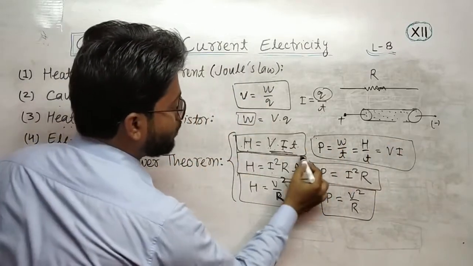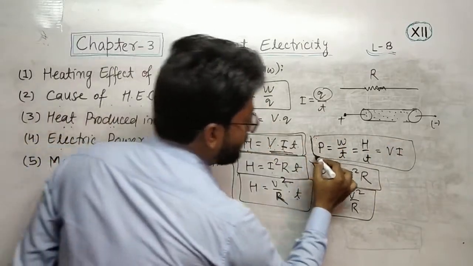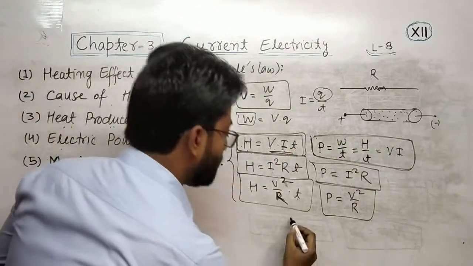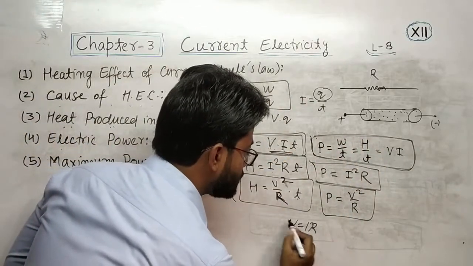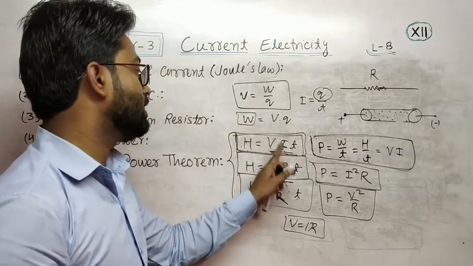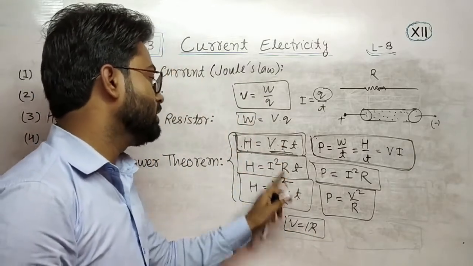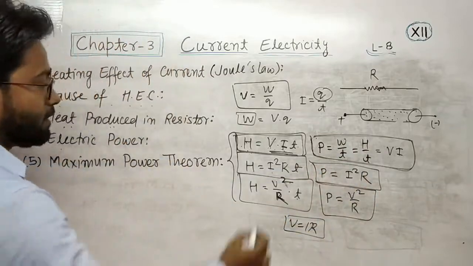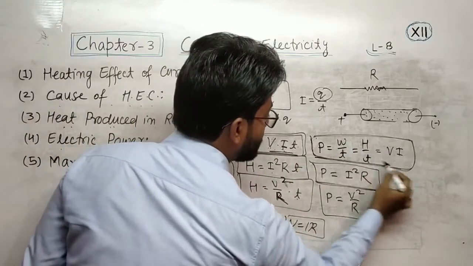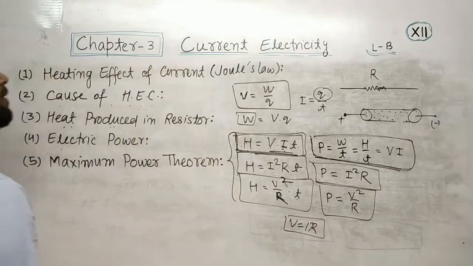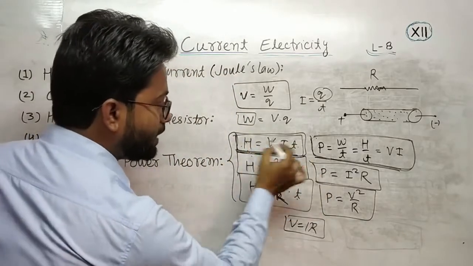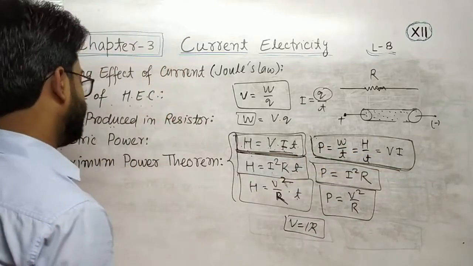Only remember one formula for heat and one for power, and you can convert the others by putting V equal to IR. If you have heat, then dividing by T you get power.